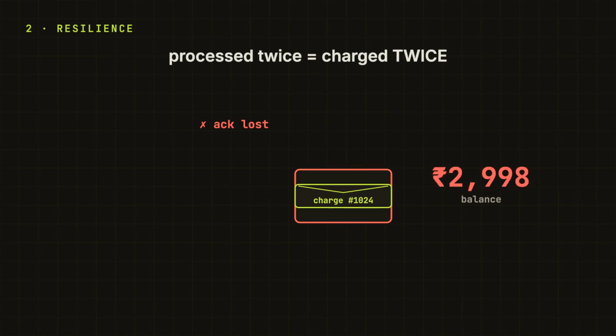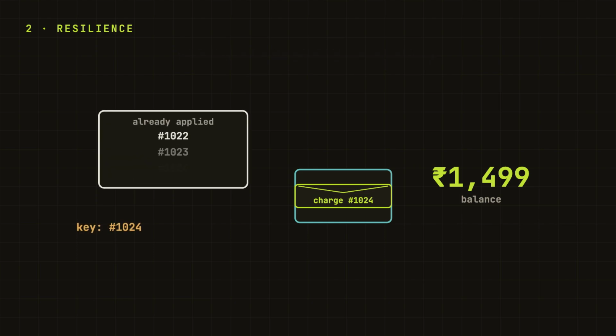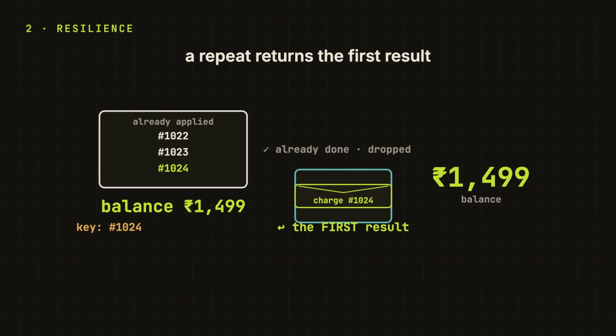Idempotency means an operation can be safely repeated with no extra effect. The standard trick is an idempotency key. The client attaches a unique ID to the request and the server remembers, "I already processed this ID," so a repeat just returns the first result instead of charging again. So a safe retry never double charges.